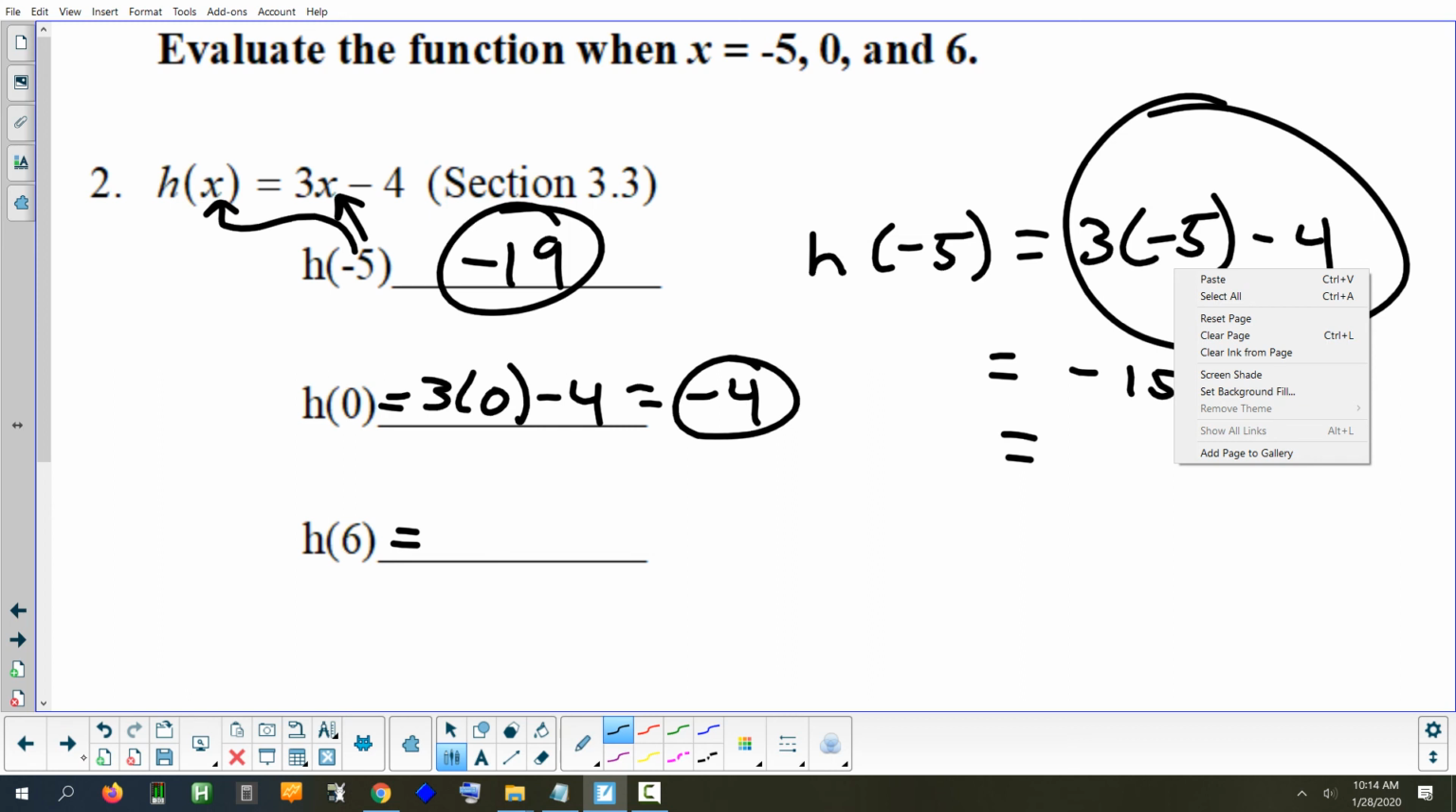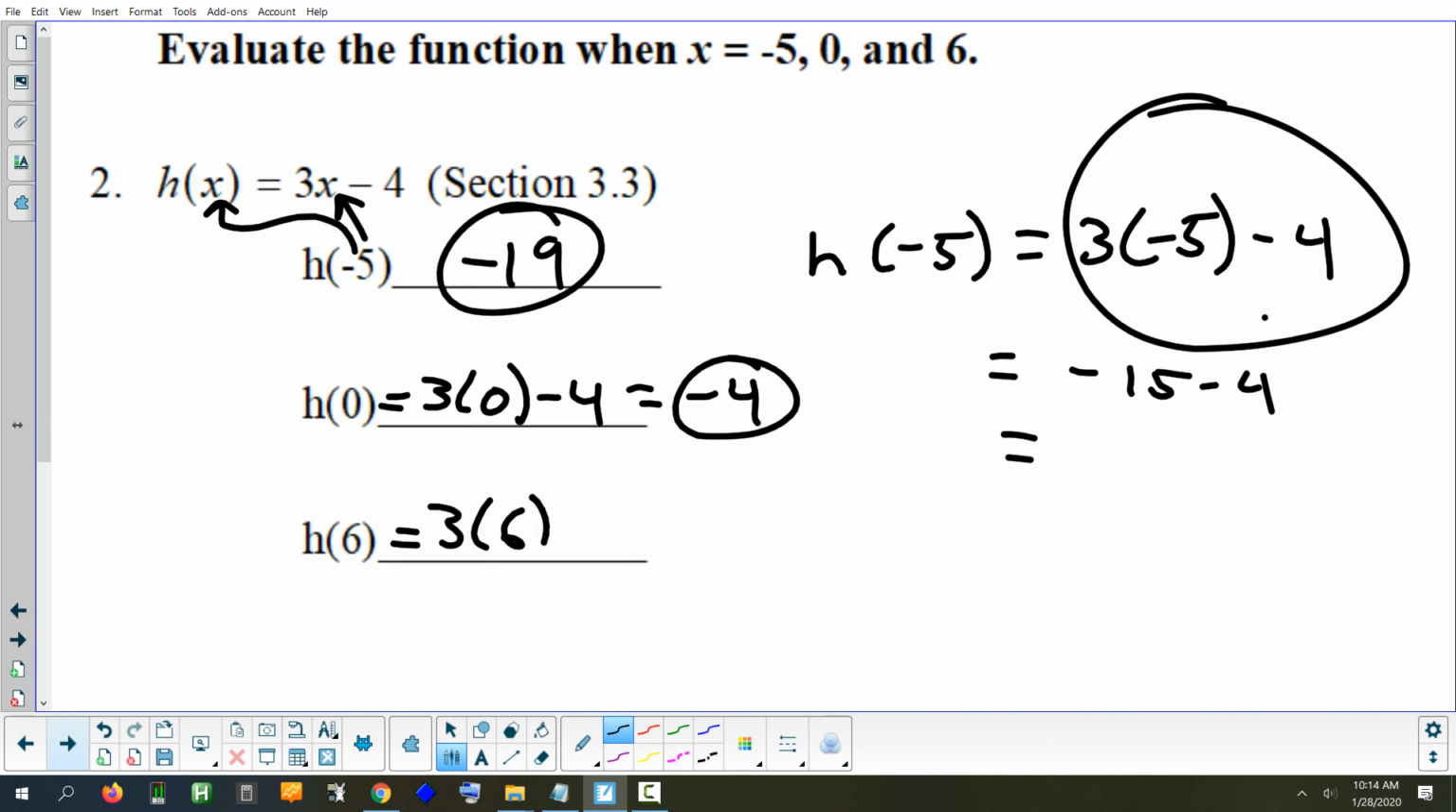Okay, what do they want me to plug in the last one? 6. So it's going to be 3 times 6 minus 4. What do you do first? 3 times 6 or 6 minus 4? 3 times 6, which is how much? 18. And 18 minus 4?